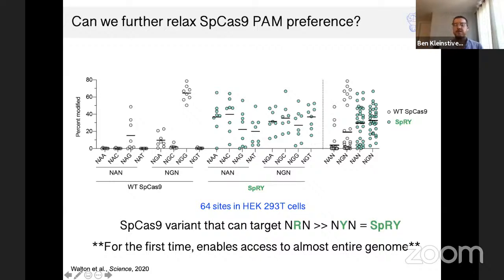We think this CRISPR molecule actually has a lot of utility for genome engineering because for the first time, it can access nearly all of the genome. So this is one protein that can access nearly all PAMs instead of having lots of proteins that can access many different PAMs.